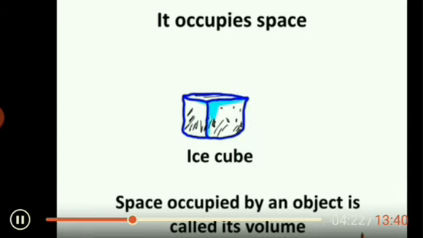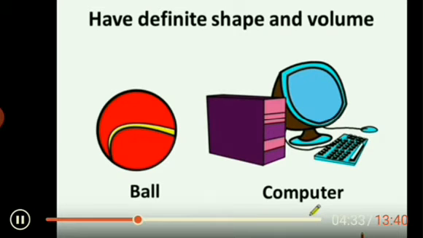How are water, water vapor and ice different from each other? If we see the ice cube, it has a definite shape. Not just a shape, it also occupies space. Some more examples of solids are ball, computer, etc.